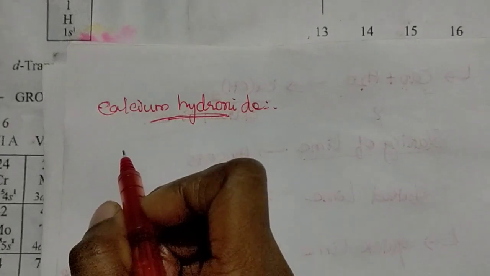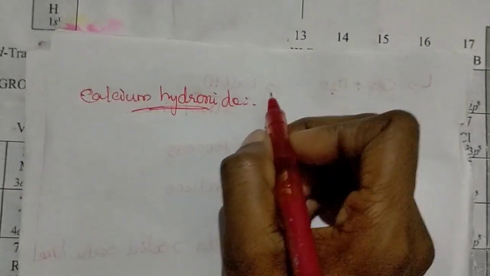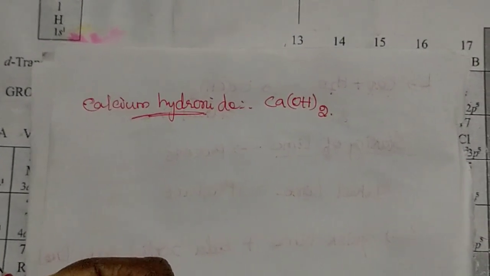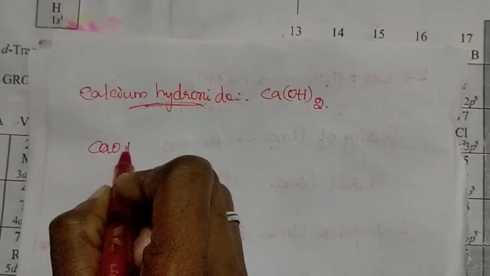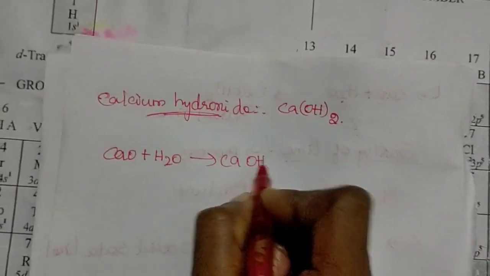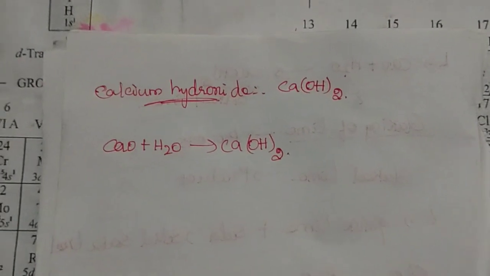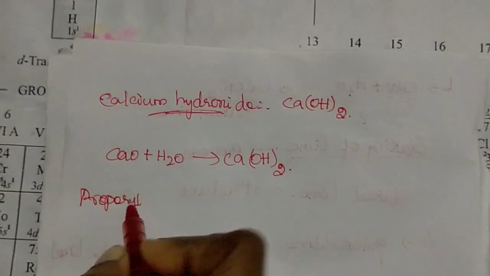Next important compound of calcium is calcium hydroxide. So what is the formula of calcium hydroxide? Ca(OH)2. How to prepare this calcium hydroxide? When treating calcium oxide with water, it produces calcium hydroxide, Ca(OH)2.